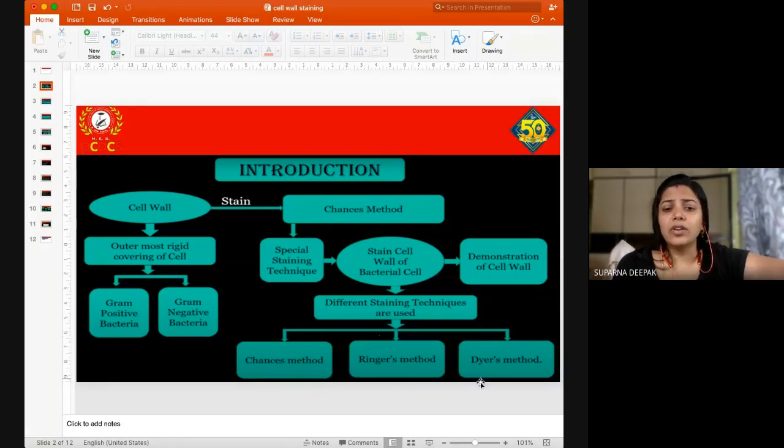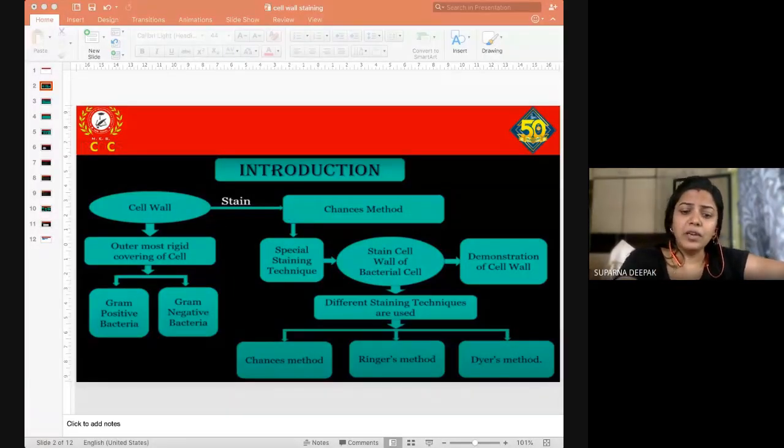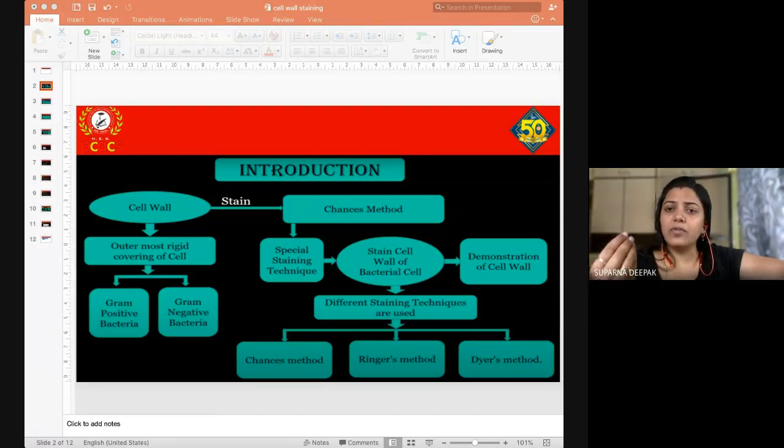You have Chance's method, Ringer's method, and Dyer's method. Chance's method is the one specifically used, and apart from it, the other method preferred for cell wall staining is Dyer's method. Today we will see in detail how Chance's method and Dyer's method are done, what the requirements are, as well as the principle of each method. All these things we will see in this lecture.